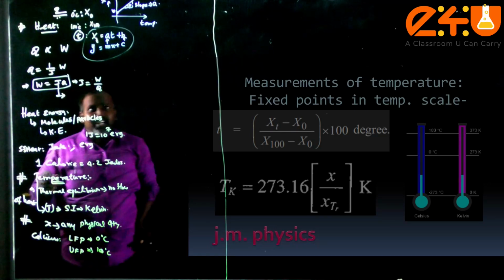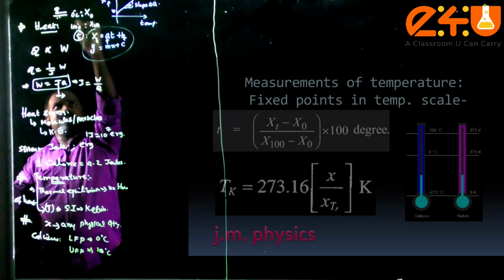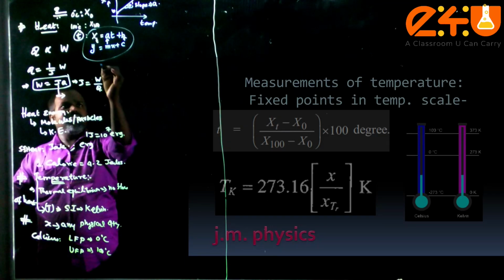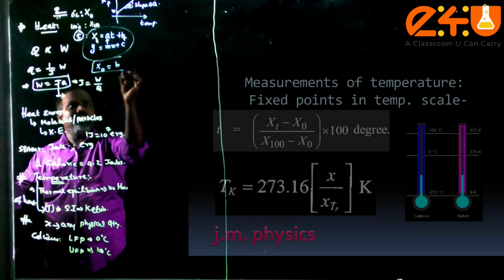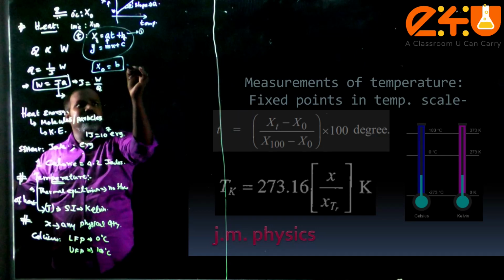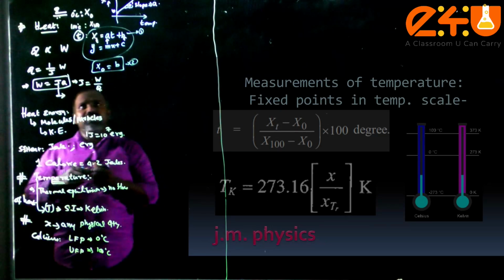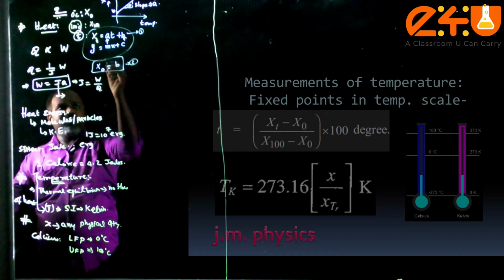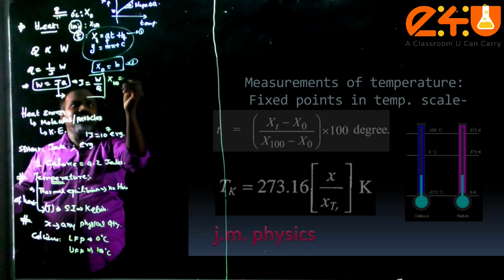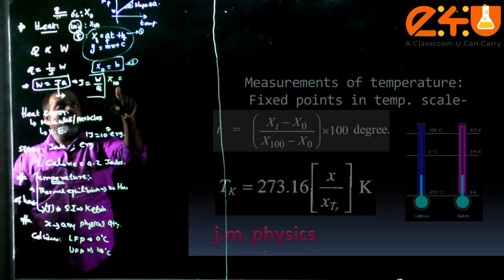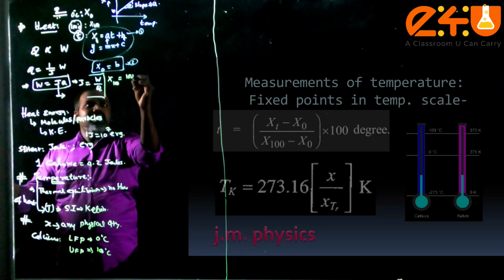Okay. So now we see that at the lower fixed point, when temperature is 0 degree, I can get that X0 is equal to B, since the At term is 0. This is the first one, say this is equation number 1 and this is equation number 2. Now you see that at temperature 100 degree, that is at the upper fixed point, the quantity value is taken to be X100. That means the value of the quantity at 100 degree centigrade or the upper fixed point can be written as 100 into A.